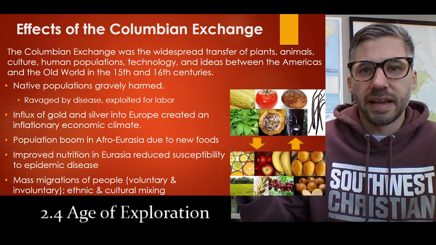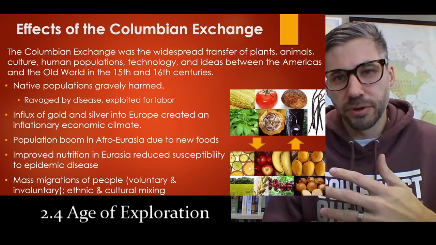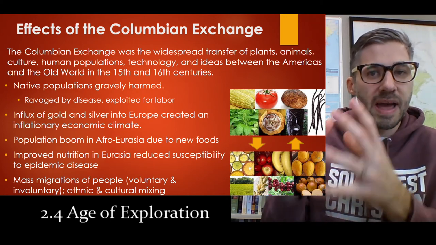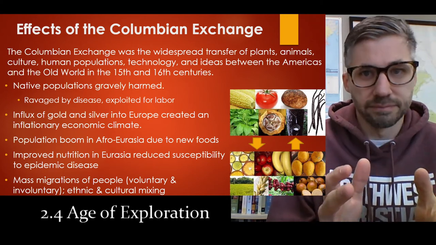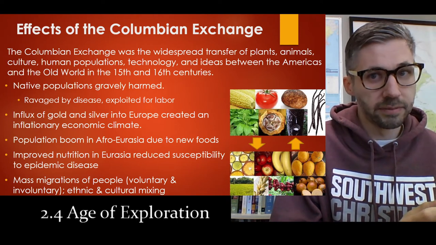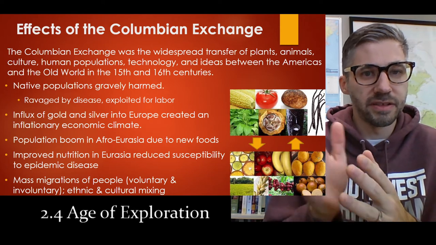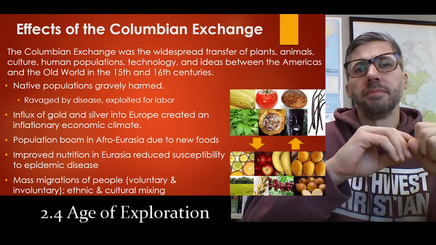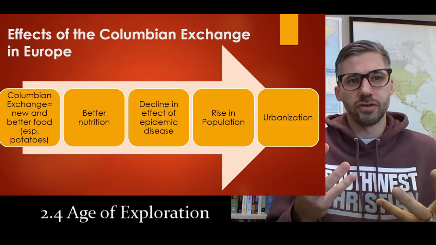There's also this mass migration of people that's happening. Less from the Americas to Afro-Eurasia. That happened to some small extent, but to a very large extent, people from Afro-Eurasia to the Americas. Some of them voluntary, some of them involuntary, right? That's pointing ahead to the African slave trade. That's a nasty piece that's going to be coming soon enough. And that will result in a whole new level of cultural mixing, racial mixing, syncretism. All this stuff is going to be coming because of what's just happened.